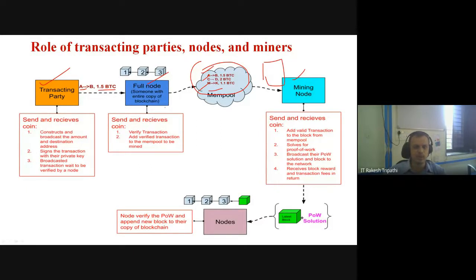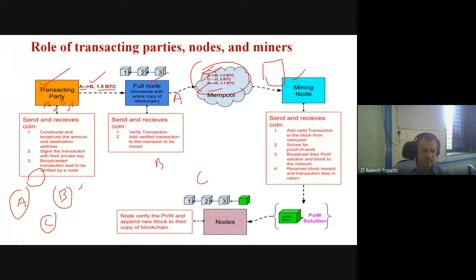This full node could be A, it could be B, it could be C. These are the three nodes. The transacting party could be either A or B or C. Any party has started a transaction and sent it. Now this transaction is in everybody's memory pool. A has this memory pool, B also has it, and C also has it.